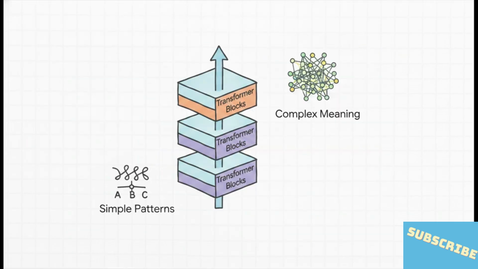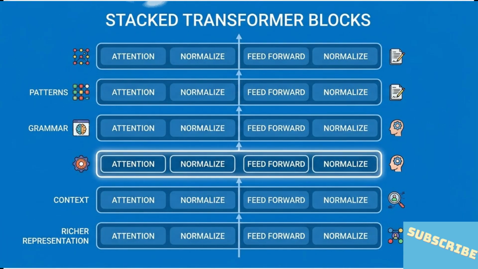Now, here is a really crucial point about the architectural logic. This block we just looked at, it's not just used once. Instead of trying to force one giant massive operation to understand everything instantly, a transformer uses many of these smaller processing blocks stacked on top of each other. Why? Because it builds understanding step by step.